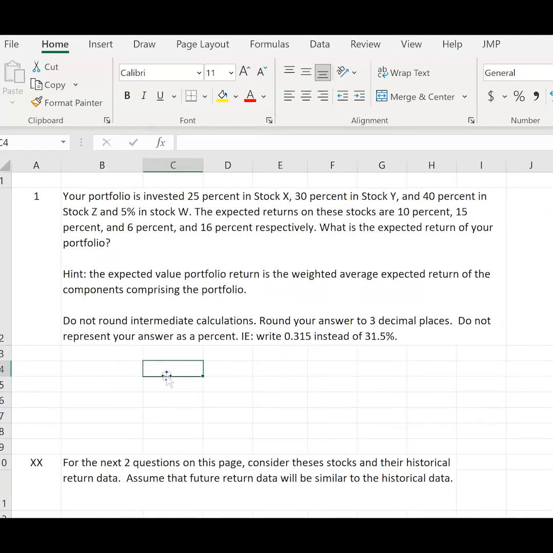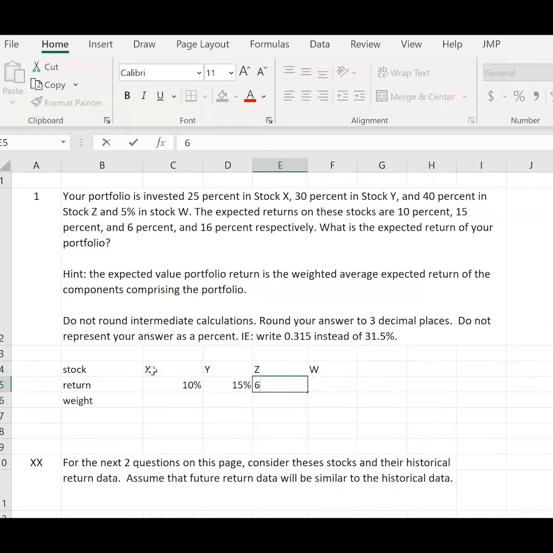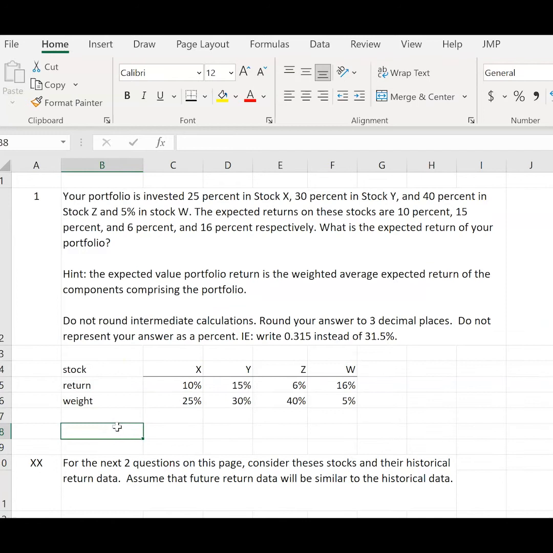So I'm just going to make a little table here of the stocks and their returns and our weights within those stocks. Okay, so right now I just created a table of all the given information, that way it might be a little bit easier to see what we're doing here. Hopefully everything I have written down here makes sense. And then I'll go ahead and calculate the expected return.